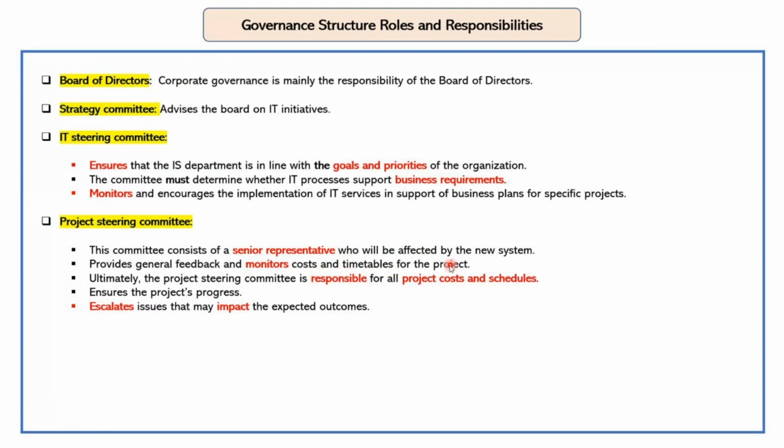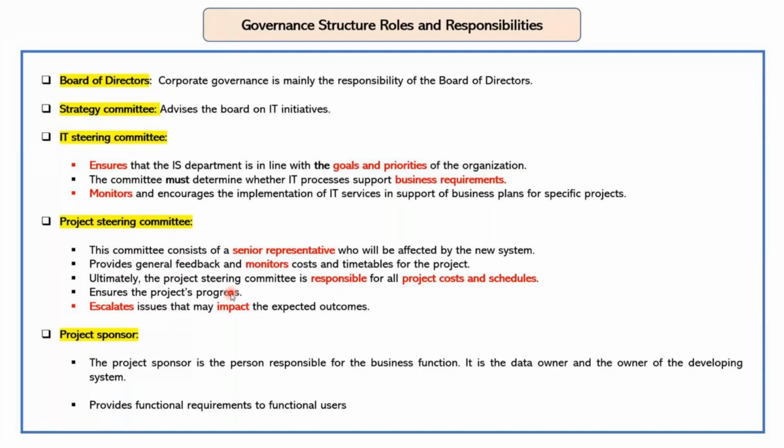A project is something which has a start date and end date. If you are doing any certification, if you are doing any course, it has a definite start date, and it has to have an end date. So the project steering committee is responsible for all project cost and schedules. They ensure the project's progress, and escalate or highlight issues that may impact the expected outcomes. And finally, the project sponsor is the person responsible for the business function and provides functional requirements to functional users.